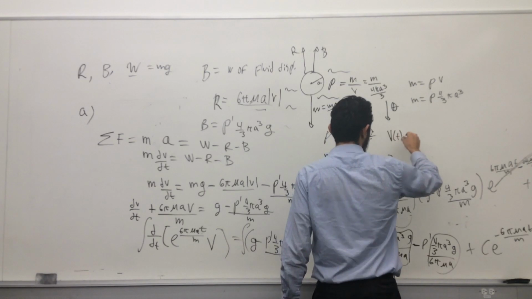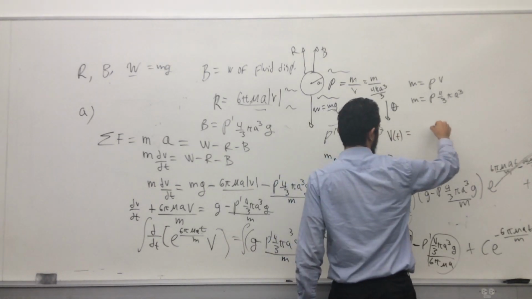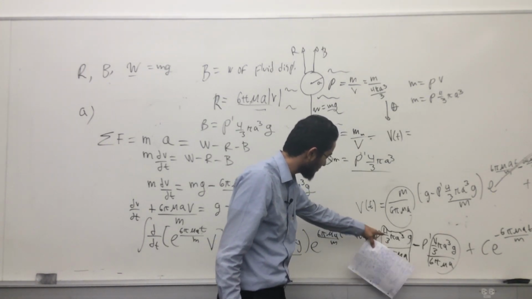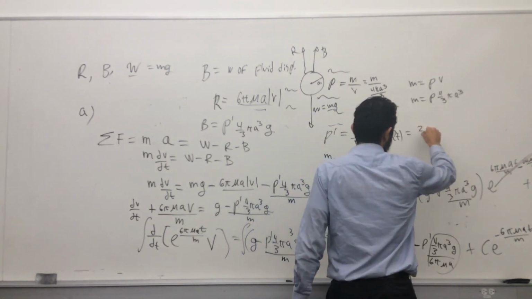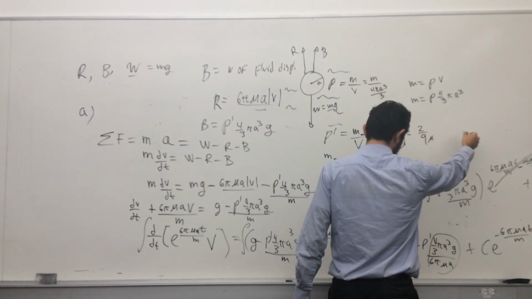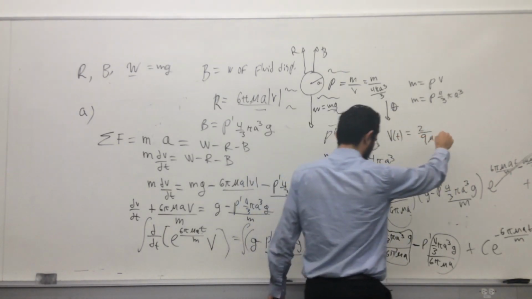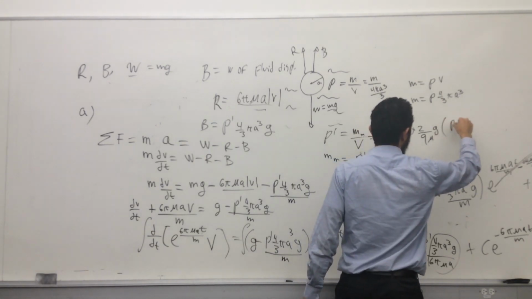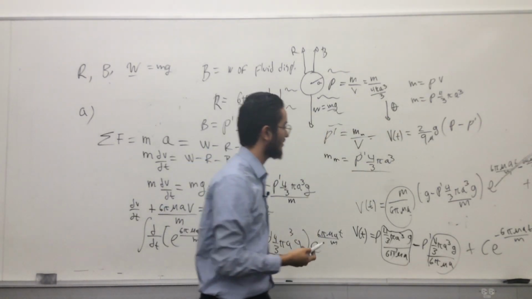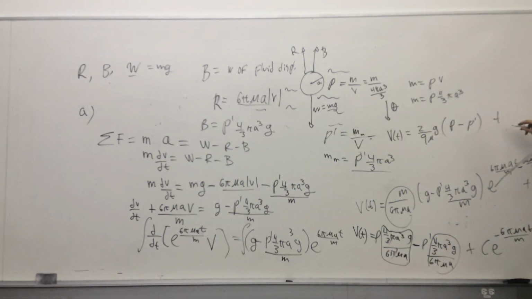V of t is equal to, well, this over here is going to be 2 times 2/3, and then that's going to be 2/9. And then the pi's cancel, and then mu times all of this multiplied by g, and then we have rho minus rho prime. So that looks like the right answer. Then we add the last term, which has the constant of integration, c, multiplied by e to the negative 6 pi mu a times t divided by m.